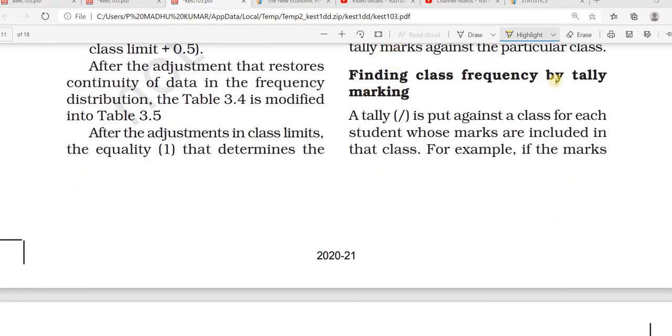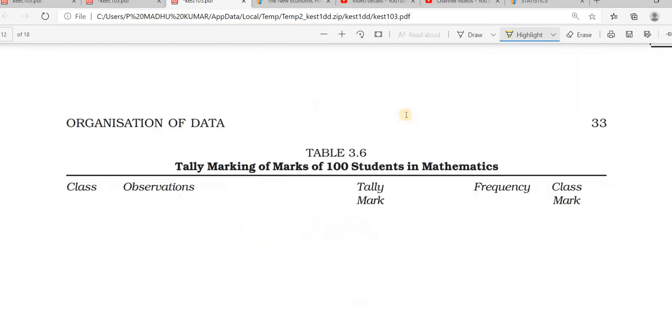Now we can study class frequency by tally marking. I think you already know what a tally is. This is the symbol of tally. You can see one line here, that is the symbol. Against each number we can put this line. That one is the tally mark.